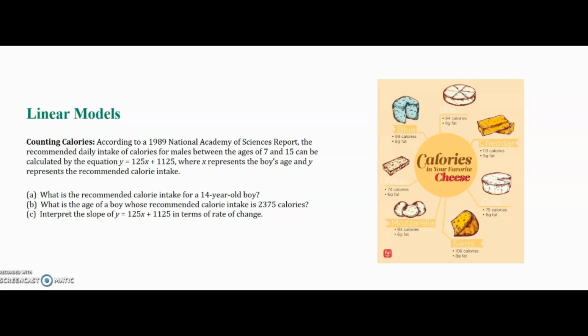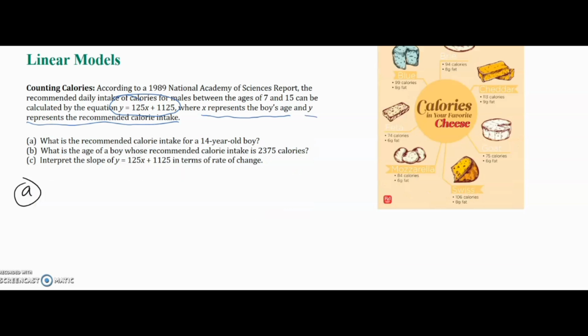And finally, for our cheese problem. So counting calories. According to a 1989 National Academy of Sciences report, the recommended daily intake of calories for males between the ages of 7 and 15, that's very specific, can be calculated by the following equation. Y is equal to 125x plus 1125, where x, this is important, x represents the boy's age and y represents the recommended calorie intake. Three questions here. So for the first one, let's see, what is the recommended calorie intake for a 14-year-old boy?